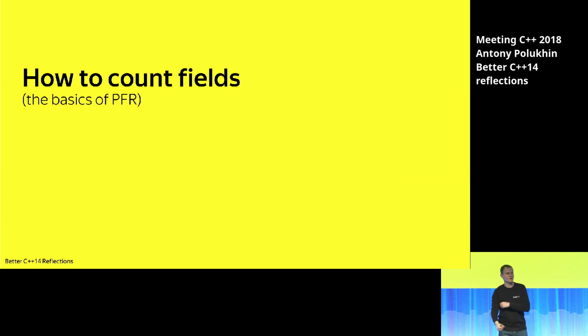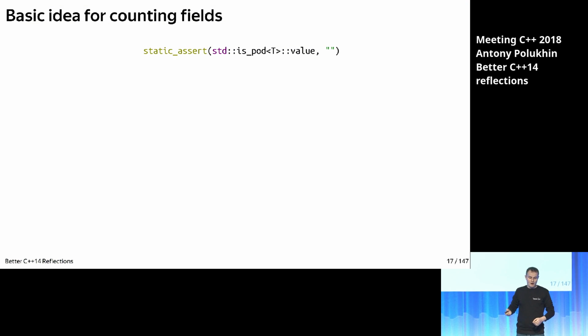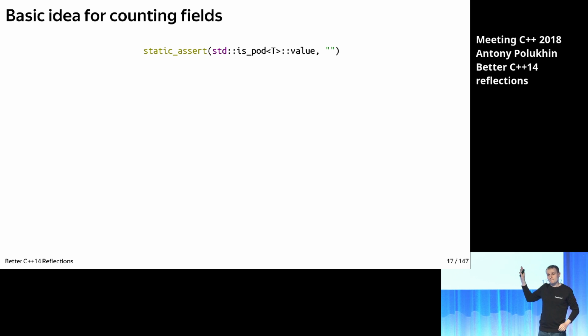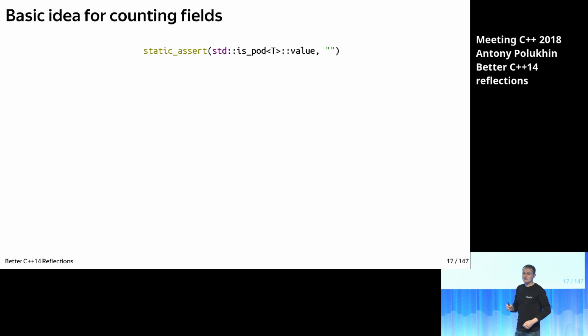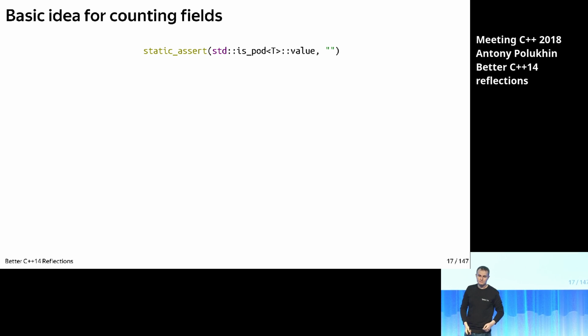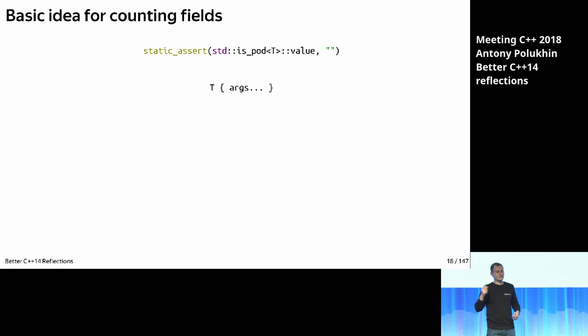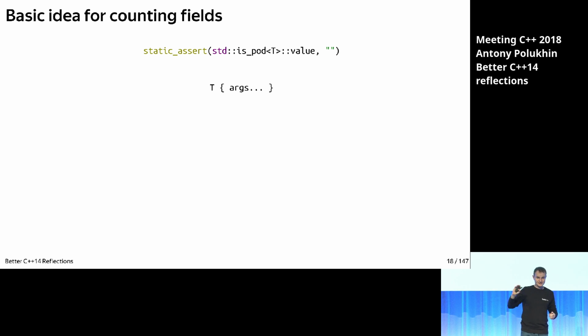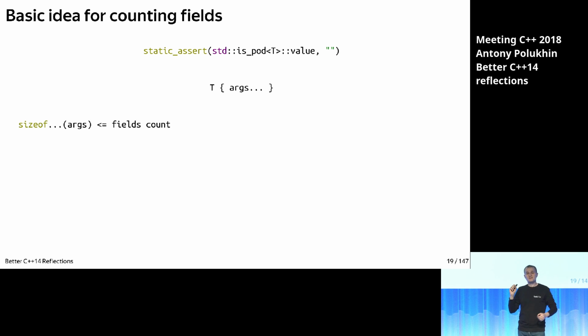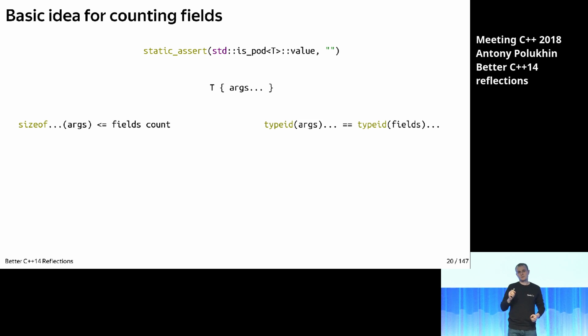Let's start. So, how to count fields in some user-provided structure? We've got a user-provided structure T. That's the name of the structure. And that structure is a plain old data type. So in other words, we can write the following expression for that structure. We can try to aggregate initialize that structure with some amount of arguments. That expression will compile if the arguments count is less than or equal to the fields count, and if each type of the argument matches the field type in the user-provided structure T.